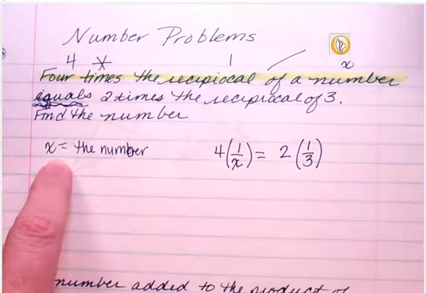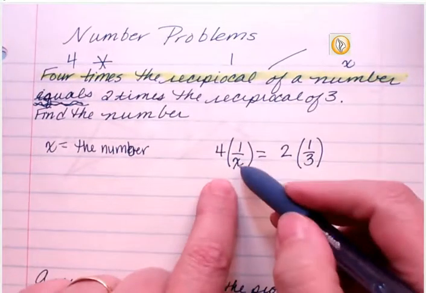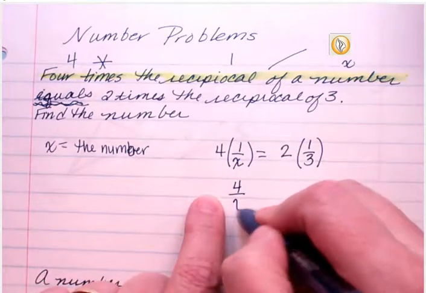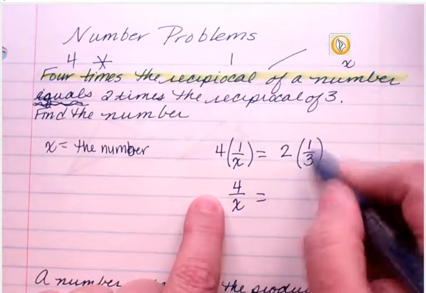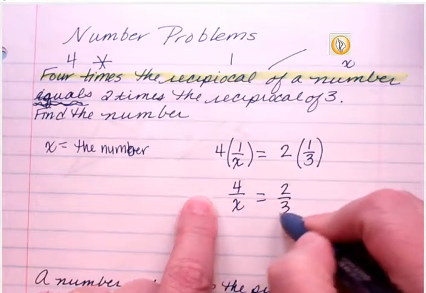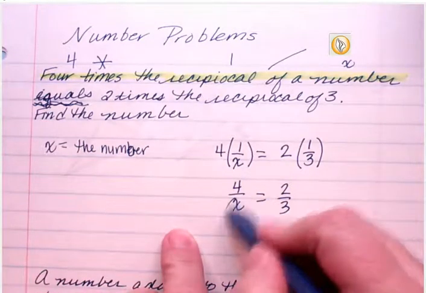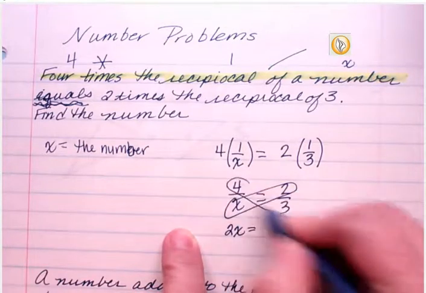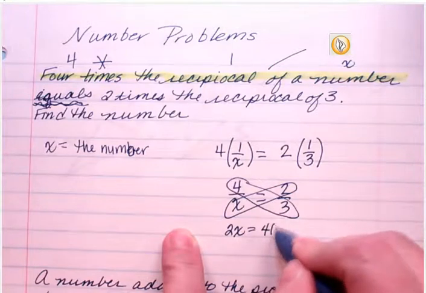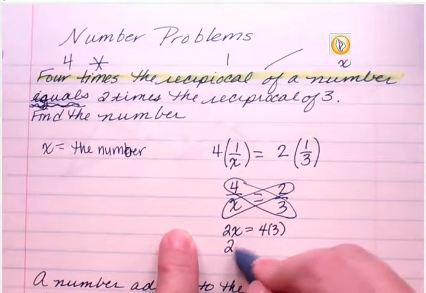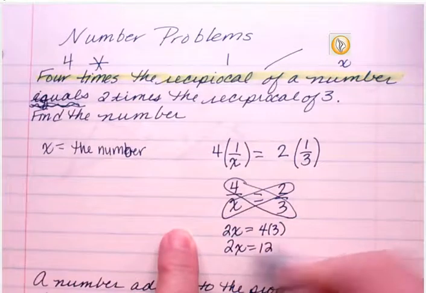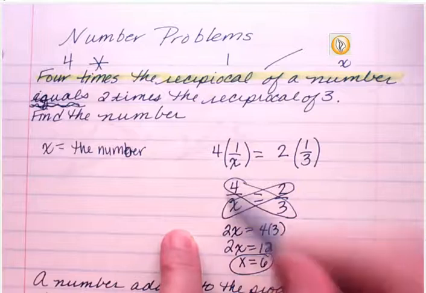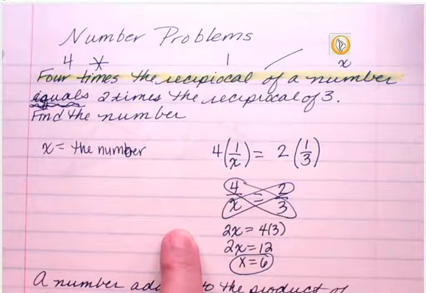And we solved that little equation. 4 times 1 divided by x is 4 divided by x. 2 times 1/3 is 2/3. And we can cross multiply. So we've got 2x equals 4 times 3, which is of course 12. So that means that x is 6. Well, check it. 4 times 1/6, that's 4/6, which is 2/3.